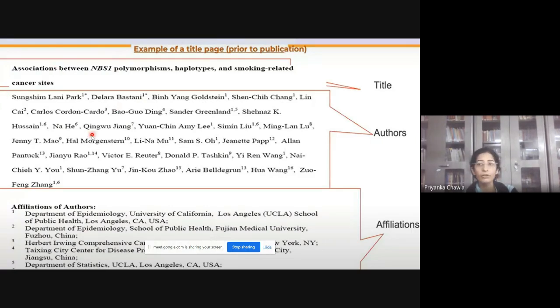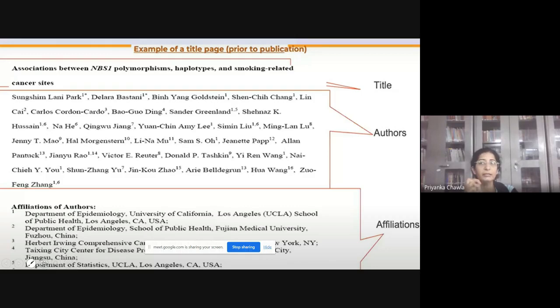In the title, the author's name should be in this format. See, the first author is Sangshim Park. So this is the first author, that's why it is written over here. Second author, there's one author. Third author, it has one. First, write down the names of all the authors who are associated with this research paper, and apart from this, the affiliation of all the authors should be mentioned in the abstract.